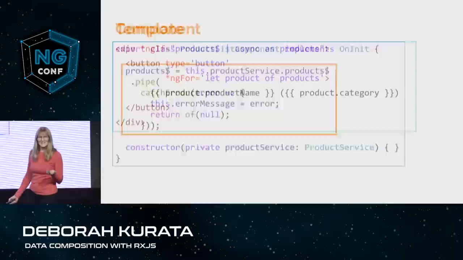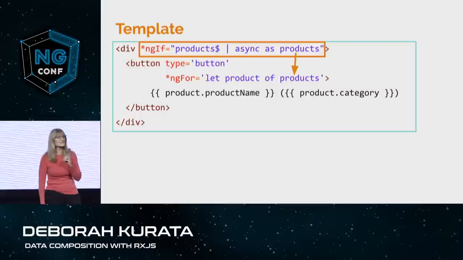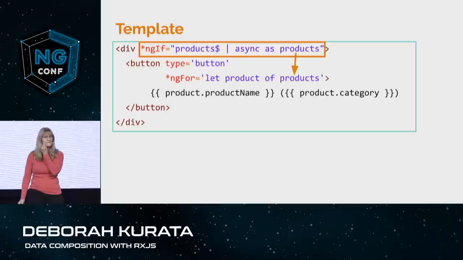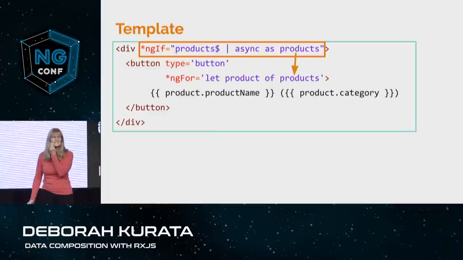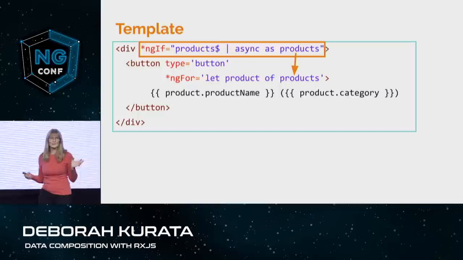In our template, we bind to our observable by specifying the async pipe.